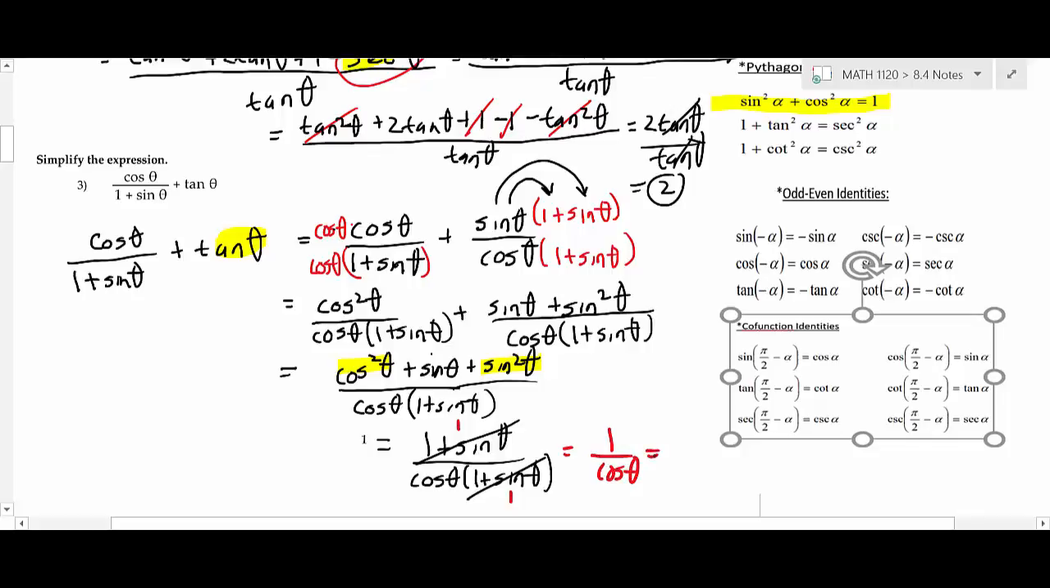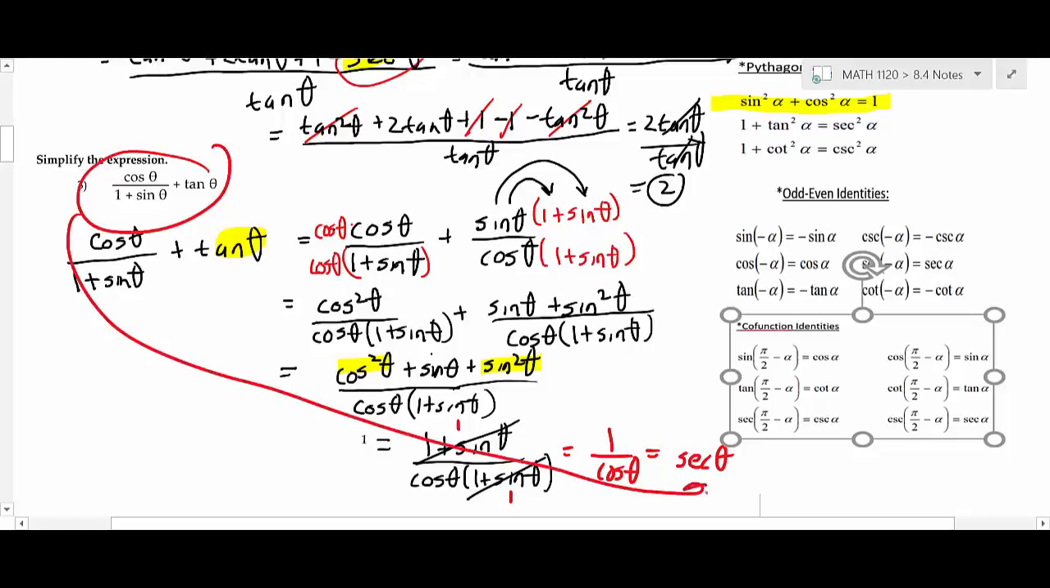Is there anything else you can do with that? Yeah, what is that? Secant. That's secant theta. We know that 1 over cosine is secant theta. That's another identity. So who would have thought? That mess right there is really just a secant theta. That's the purpose behind that, is to learn how to simplify expressions using identities.